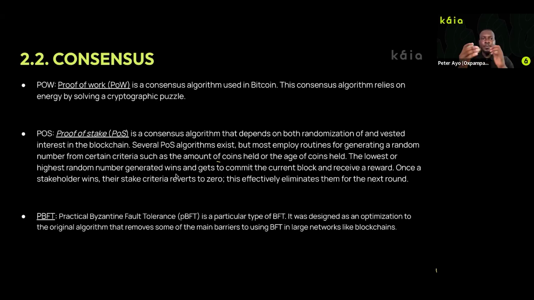And Kaia uses IBFT, which is an optimized version of PBFT, responsible for the 4,000 transactions per second and also immediate finality. Pretty much that's the concept of the various consensus algorithms. There are quite a number of other consensus algorithms, but for this bootcamp, I think we'll just be talking about proof of work, proof of stake, and also PBFT.